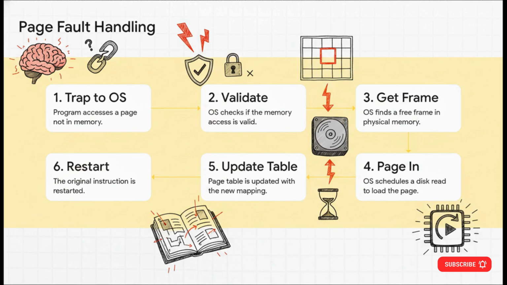The OS then checks if the program is even allowed to access that memory. If everything's okay, it finds an empty slot, or frame, in RAM. Now comes the slow part. The OS tells the hard disk to go find the needed page and load it into that empty frame. Once it's loaded, the OS updates its master map, called the page table, to say, hey, this virtual page now lives at this physical address.